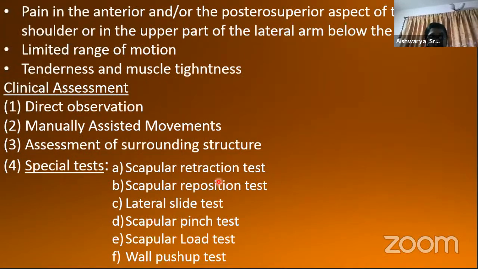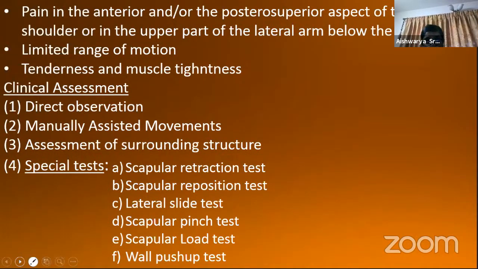The next one is assessment of the surrounding structures. So, to rule out any other cause or to confirm a particular cause of the scapular dyskinesis, we have to assess the surrounding structures such as the glenoid labrum, the bursa, the capsule, as well as the surrounding muscles. Now, the special tests: the scapular retraction, the scapular reposition, the lateral slide test, then the scapular pinch test, the scapular load test, and the wall push-up test.